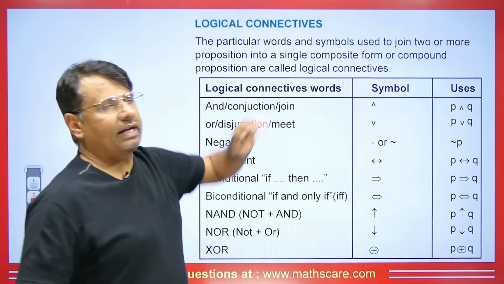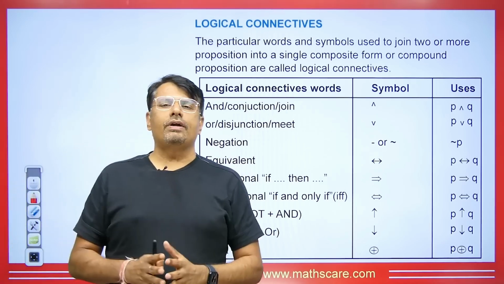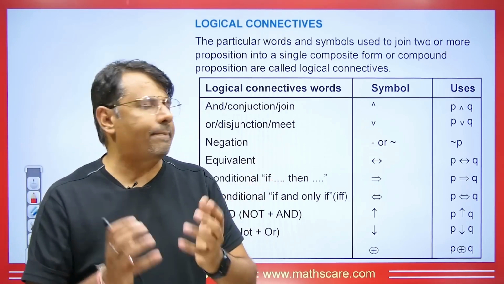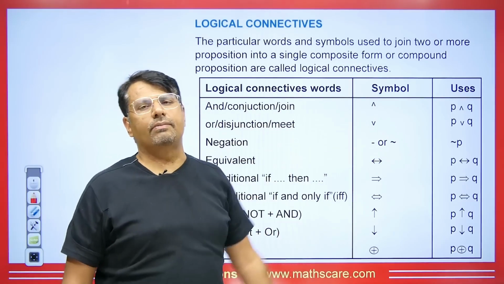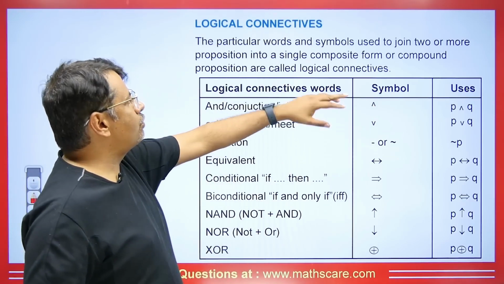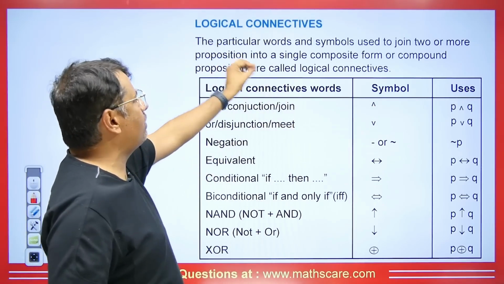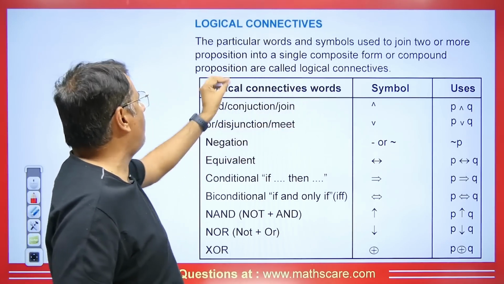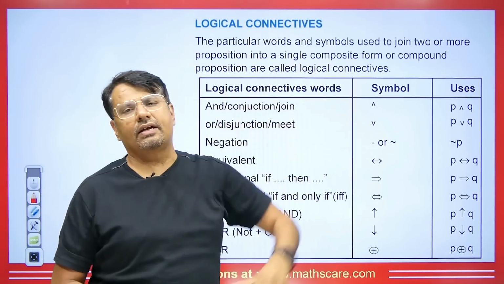So students, here we have logical connectives. How to connect when there is a compound statement, and we will understand how to denote a compound statement. Is this clear? Now let's move on. The particular words and symbols used to join two or more propositions into a single composite form, a compound proposition, are called logical connectives.